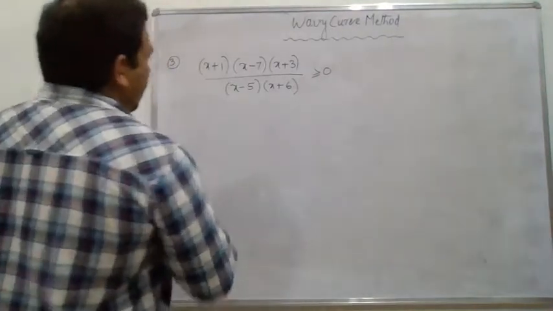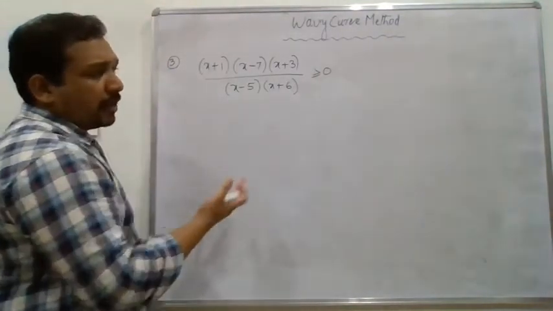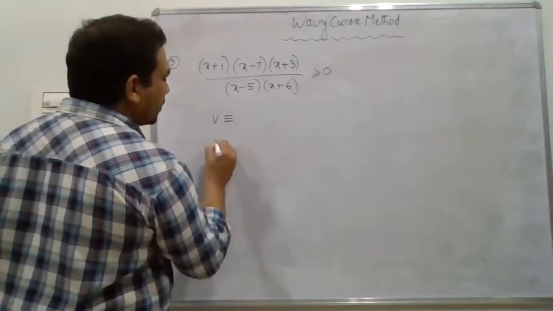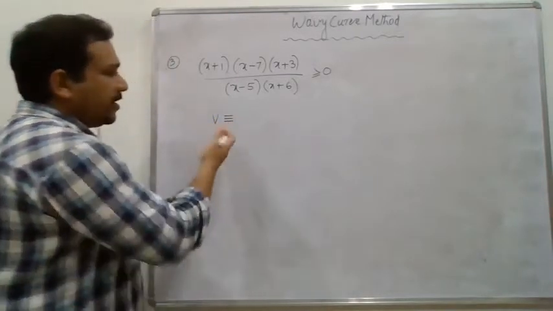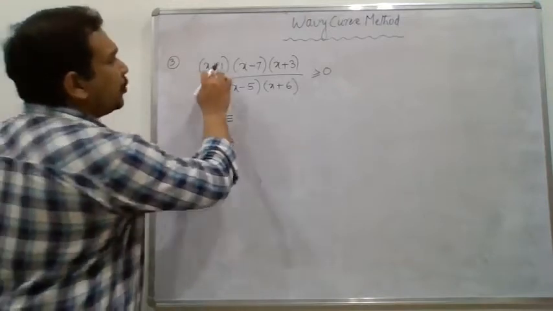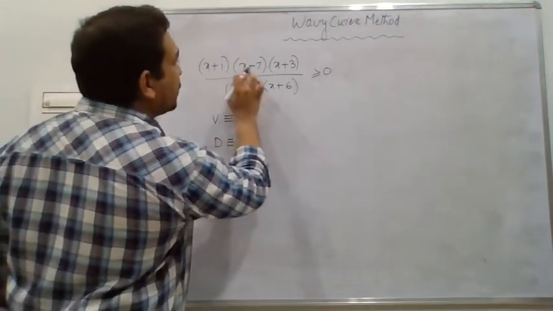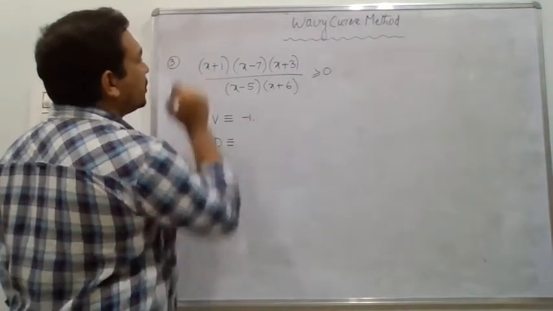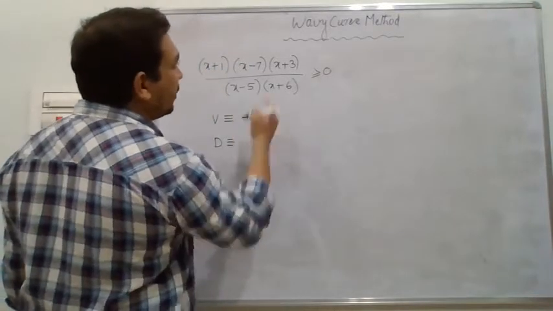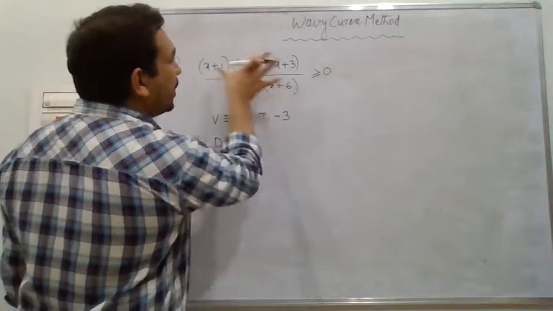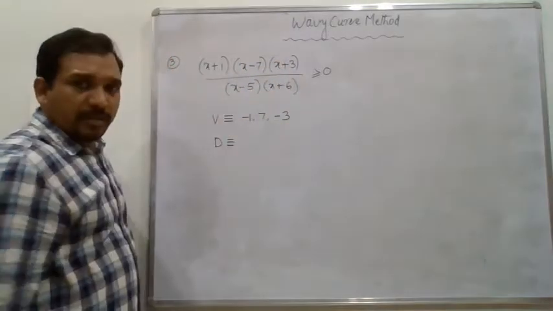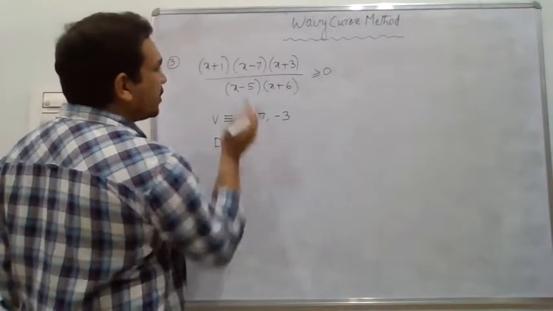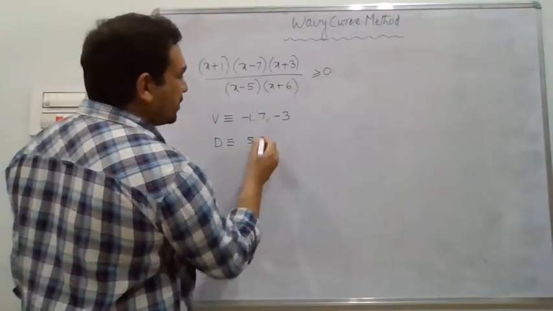Similarly, whatever we did for the last two questions, here also we'll point out the vanishing points and the discontinuous points. Vanishing point means where the numerator becomes 0. For which values of x does the numerator become 0? At x equal to minus 1, it becomes 0. At x equal to 7, it becomes 0. At x equal to minus 3, the numerator becomes 0. Those are vanishing points. What are the discontinuous points? At x equal to 5, x minus 5 becomes 0. At x equal to minus 6, x plus 6 becomes 0.